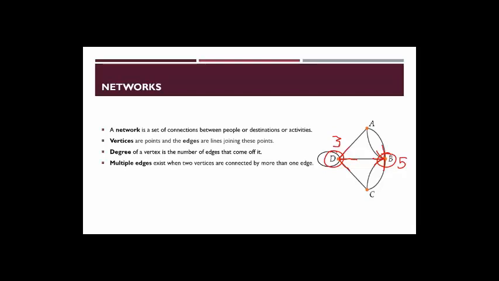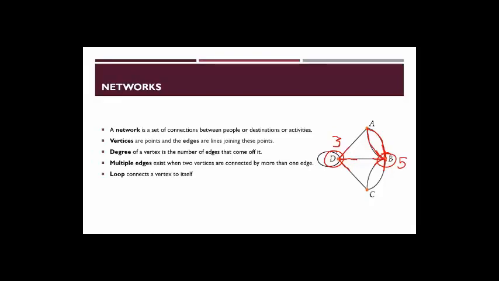Then another one is multiple edges, which exist when 2 vertices are connected by more than 1 edge. For example, points A and B: the line goes from B to A and from A to B, so we say it has multiple edges.